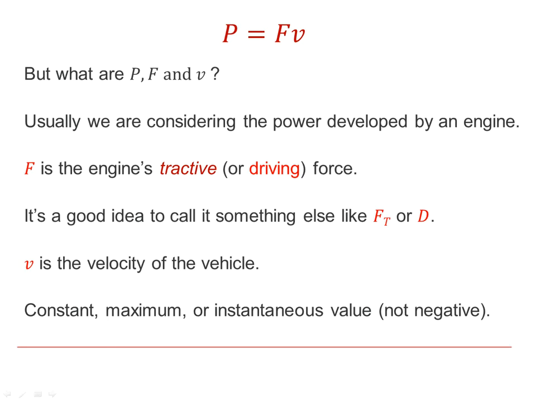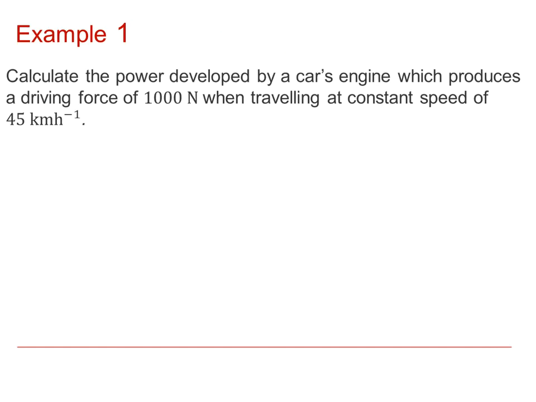So it's this formula P equals FV that I want to use in a couple of examples now. The first example says we want to calculate the power developed by a car's engine which produces a driving force of 1000 newtons when travelling at a constant speed of 45 kilometers per hour.